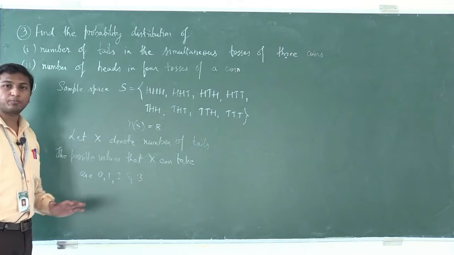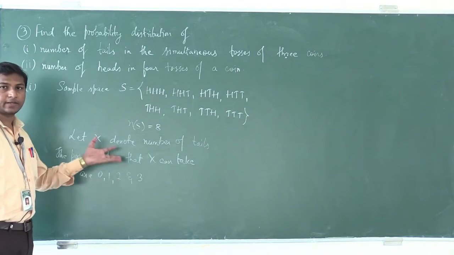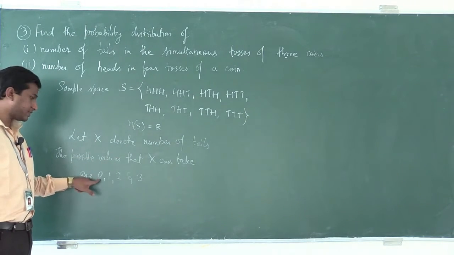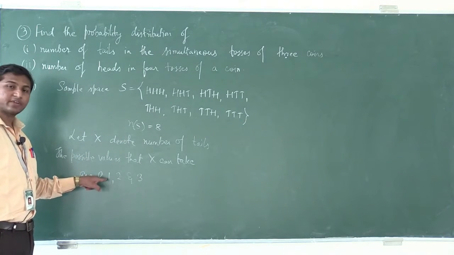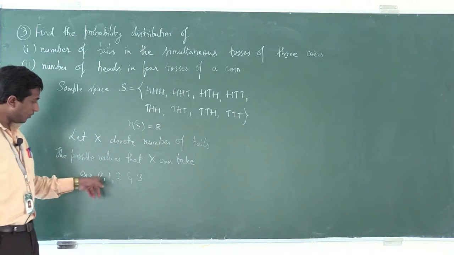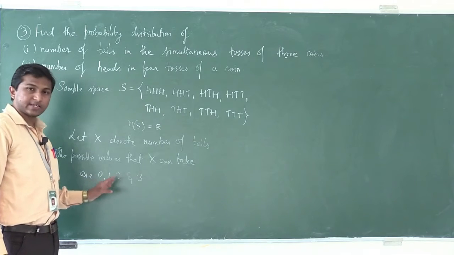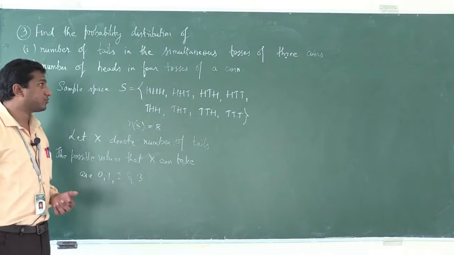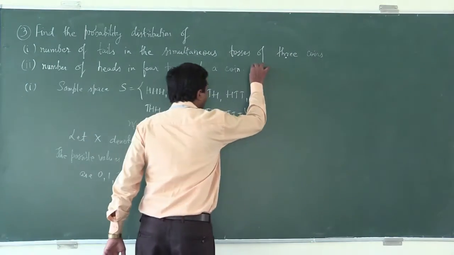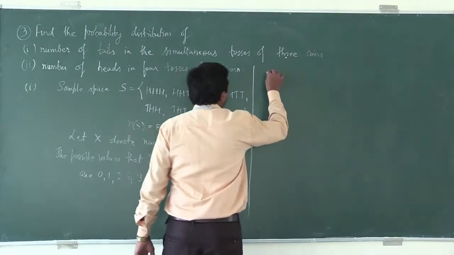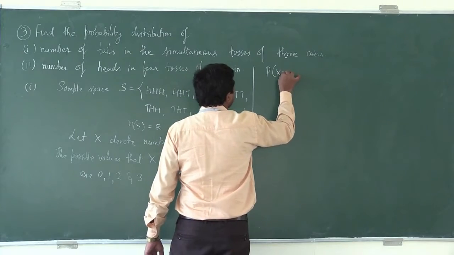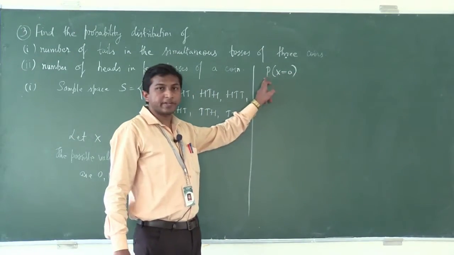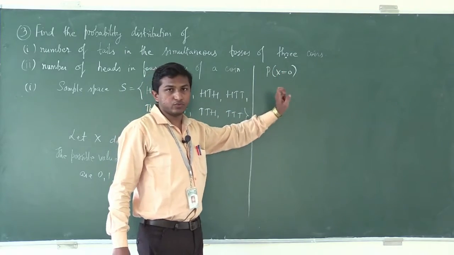Now that we have written the possible values that X can take, we have to find out the corresponding probabilities. What is the probability when X takes the value 0? What is the probability when X takes the value 1? What is the probability when X takes the value 2? And what is the probability when X takes the value 3? Okay, now probabilities. P when X equals 0. This denotes what? Probability when X takes the value 0.